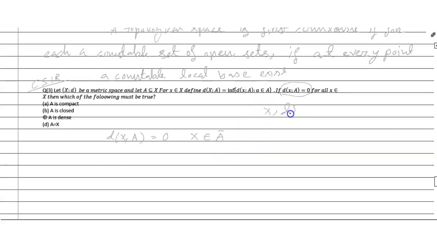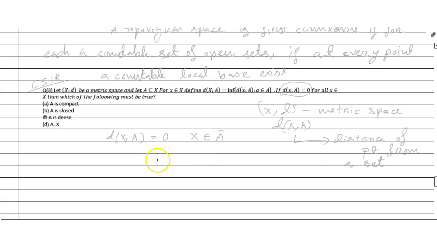Here (X, d) is a metric space, and the distance of a point from a set A, d(x, A), equals 0 if x belongs to the closure of A.